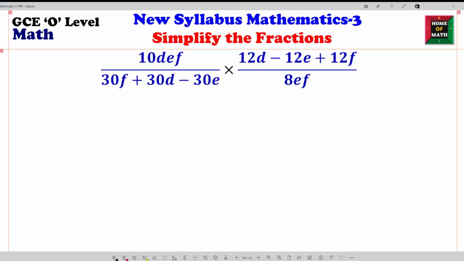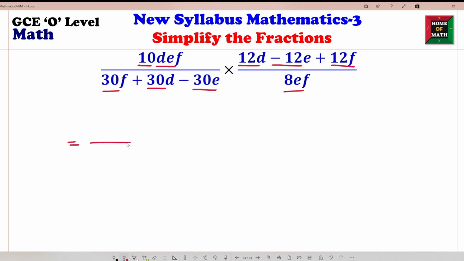Another math for today. Here is first fraction: 10DEF divide 30F + 30D − 30E. Another fraction: 12D − 12E + 12F divide 8EF.